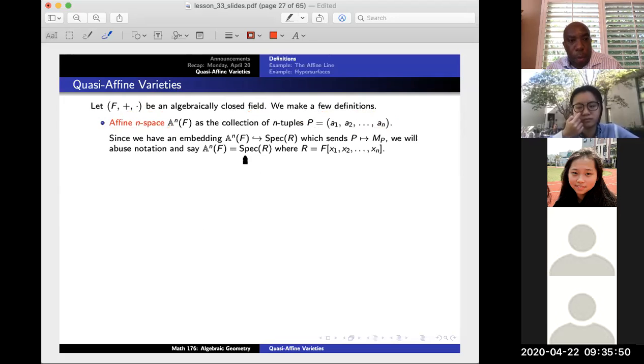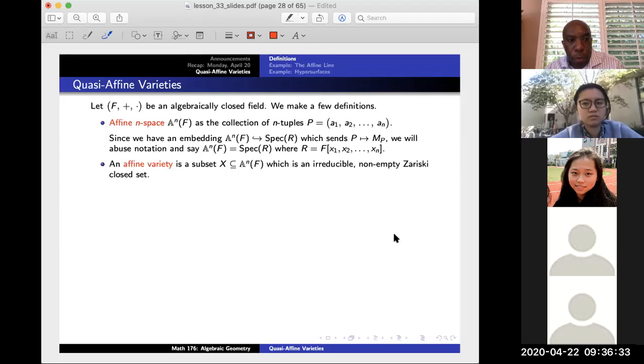Now remember that we're embedding affine space into Spec by looking at P goes to this maximal ideal. So we're going to abuse notation and think of affine space as Spec R, where R is the polynomial ring in n variables. If you don't like this, you can say, okay, fine, instead of Spec, think of MSpec, just the maximal ideals. But whenever we say affine space, this is actually what we mean. So we're just going to think of the spectrum of this polynomial ring. That's affine space.